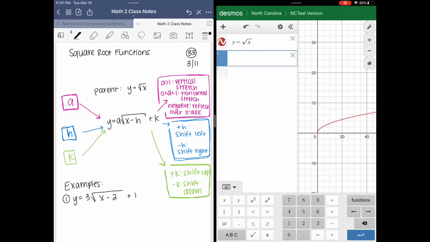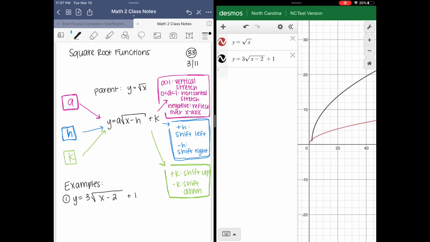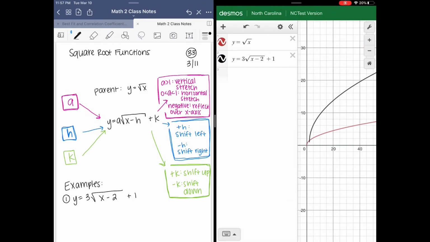So when we add in these a, h, and k values, let's just look and see how the function moves, how it stretches, moves left or right, up and down from this original function. So I'm going to type in our second equation here, y equals 3 times the square root of x minus 2. And then notice I've got to move my cursor over so that I'm not underneath the radical anymore to do the plus 1.